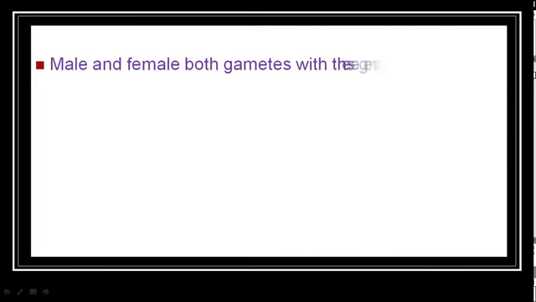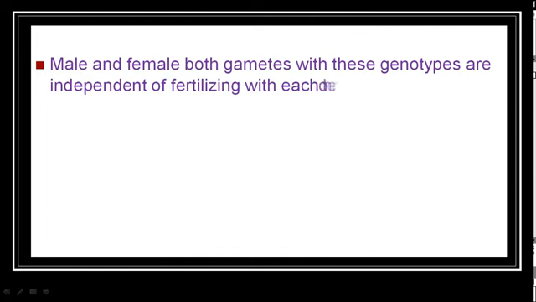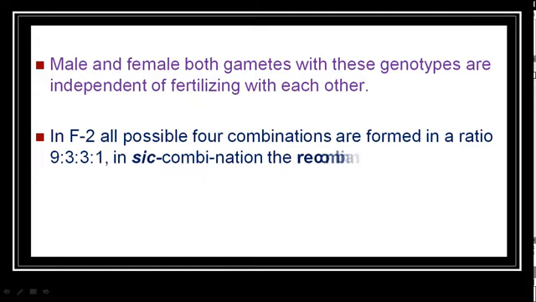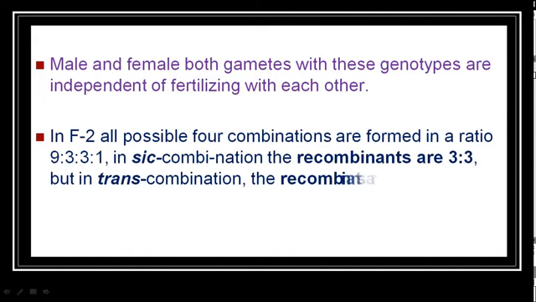Now male and female, both gametes have these four types of genotypes. And all gametes have freedom to unite with any other gamete. So every genotype will form a combination with any one of the four genotypes in equal possibility. And therefore the result 9:3:3:1 is based on the most probable chance.